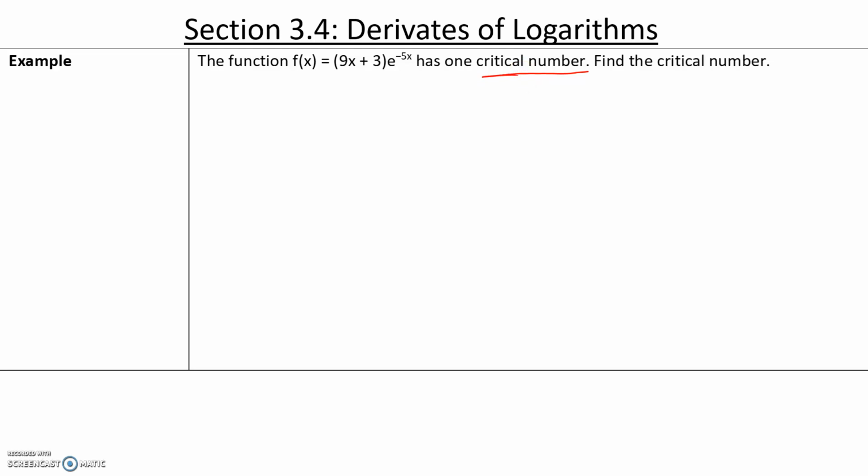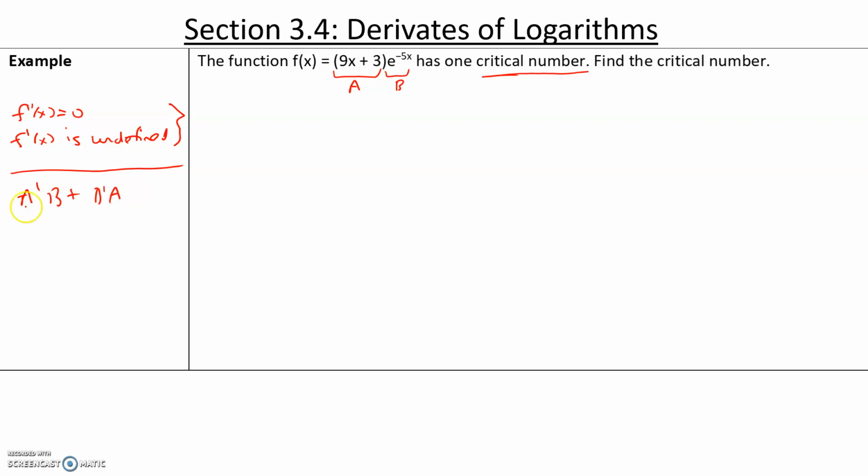So recall that critical numbers occur when either f prime of x is equal to 0 or f prime of x is undefined. So we want to find the critical number. But this is a product of two terms. So we've got our first term, which is a, and our second term, which is b. And the product rule says that the derivative of a product is a prime b plus b prime a.